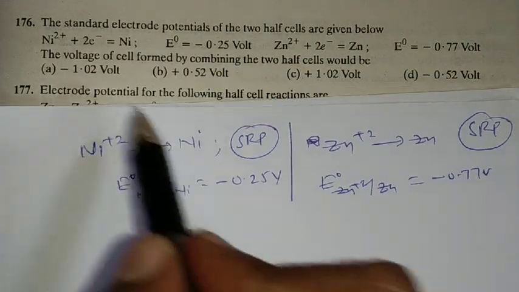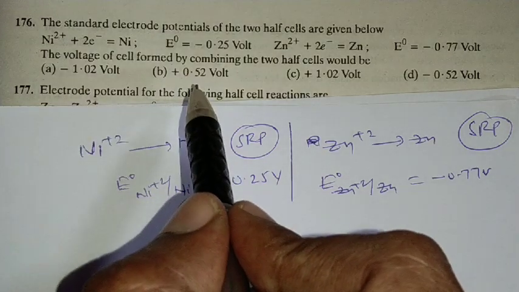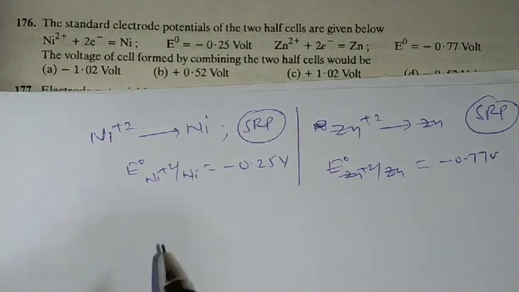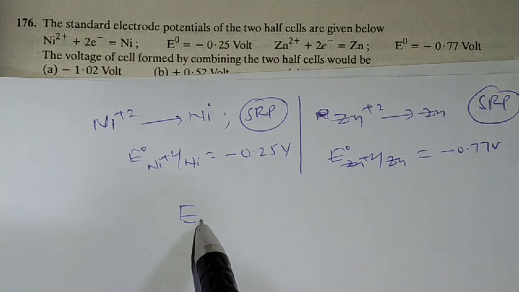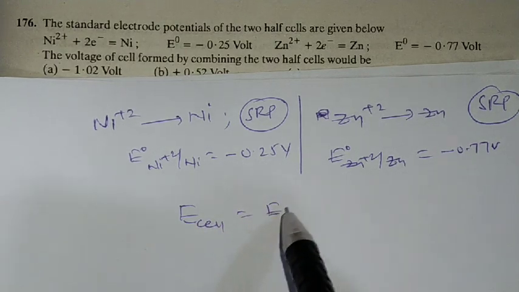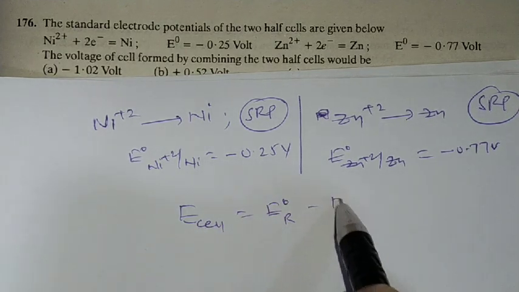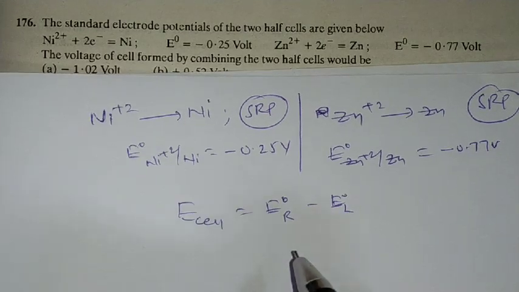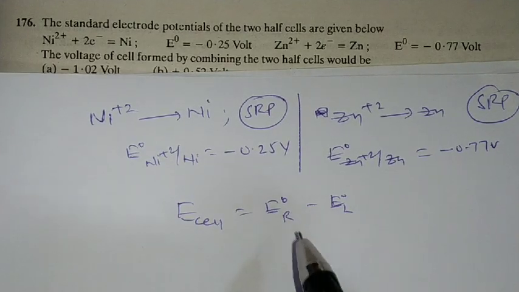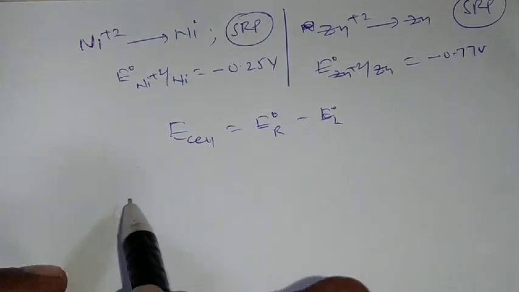So in this kind of question, what is the formula we are supposed to use? Do you know? EMF of the cell, E of cell, equal to E naught right minus E naught left. That means EMF of right half cell minus EMF of left half cell. So here I shall give a small clarity.